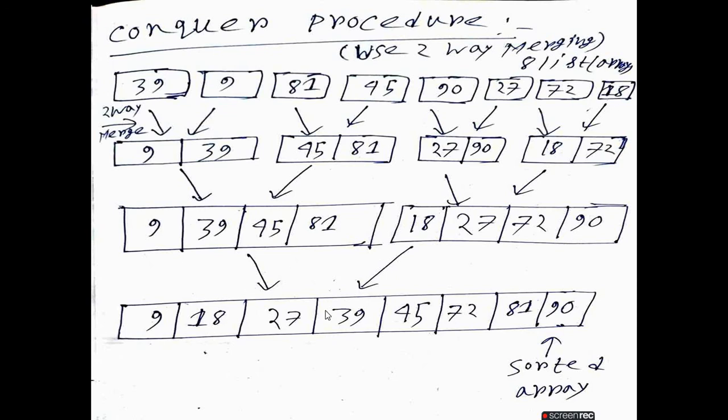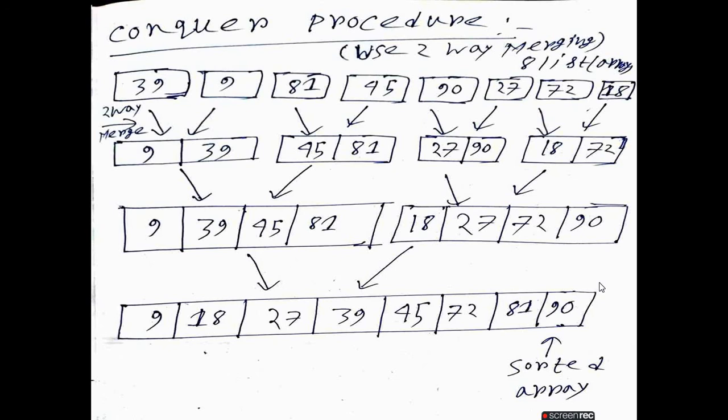Then after that, again use the two-way merging. First compare 9 with 18: 9 is smaller. Increment here. Next compare 39 and 18: 18 is smaller. Again compare 39 with 27: 27 is smaller. Then compare 39 and 72: 39 is smaller, copy 39. Compare 45 and 72: 45 is smaller, copy it. Compare 81 and 72: 72 is smaller, copy it. Compare 81 and 90: 81 is smaller. Then the last item, 90, is copied here. So this is our final sorted array after using merge sort.